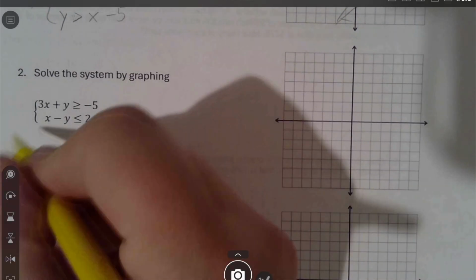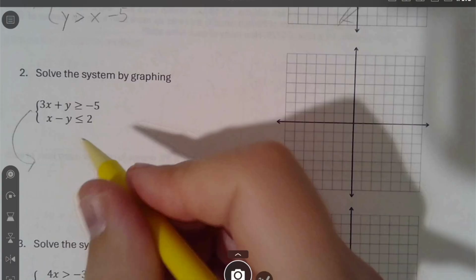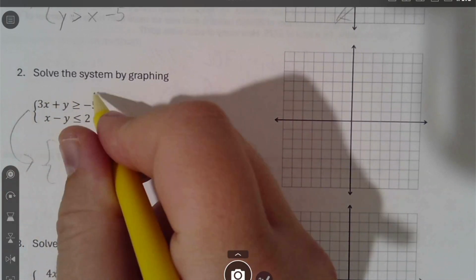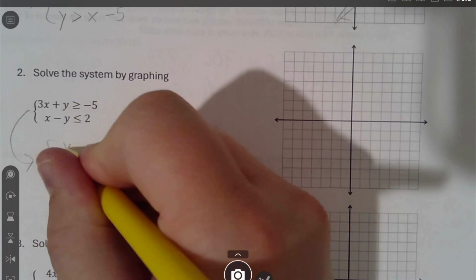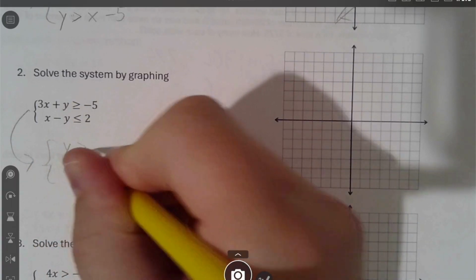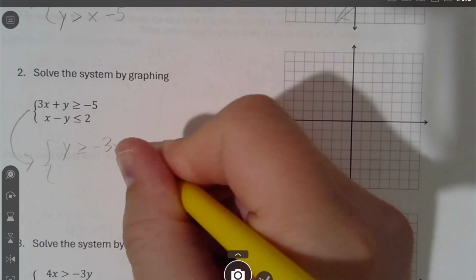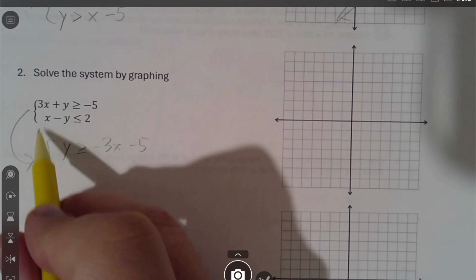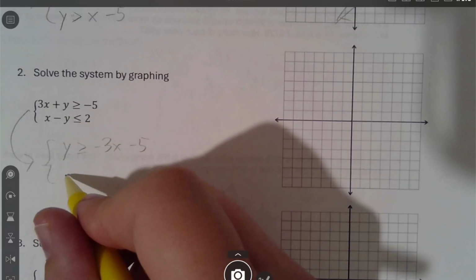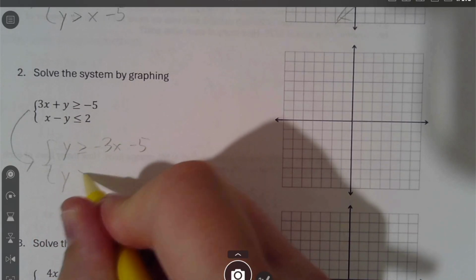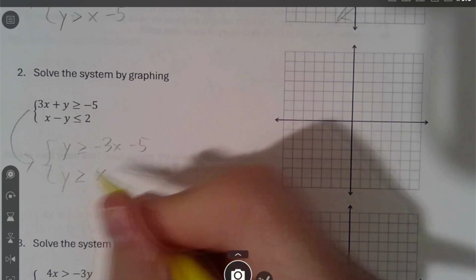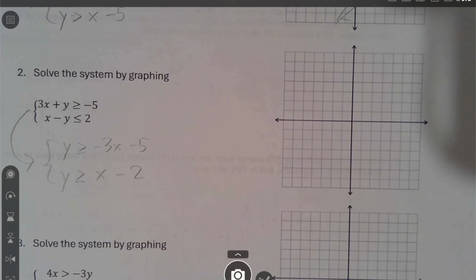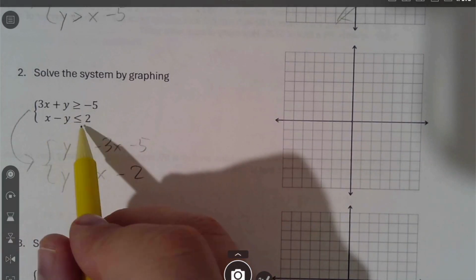Again, be careful when you isolate y for both of your equations. For this top one, I'll need to subtract 3x, and then I'm done. So that's going to be a negative 3x and a minus 5. On the bottom, I've got kind of that two-step thing again, where first I would subtract the x and make it negative, but then I would divide that negative and again flip the inequality, making the x positive and the 2 negative.